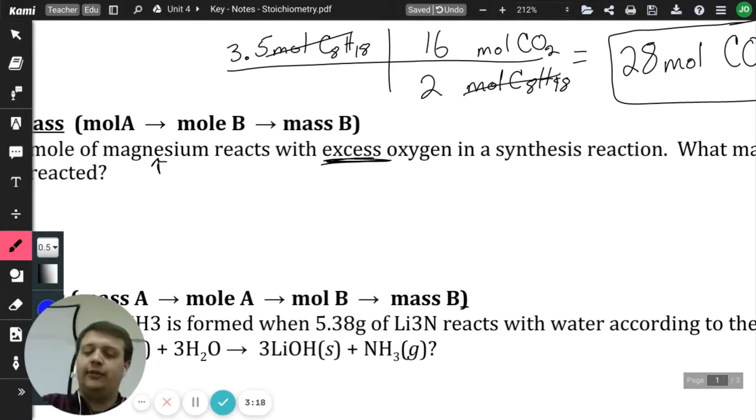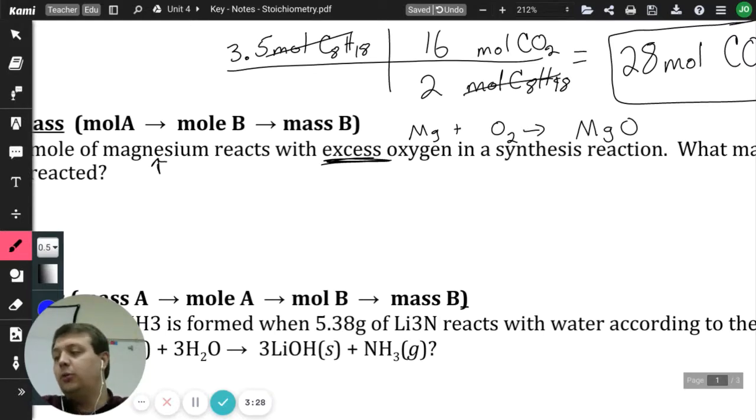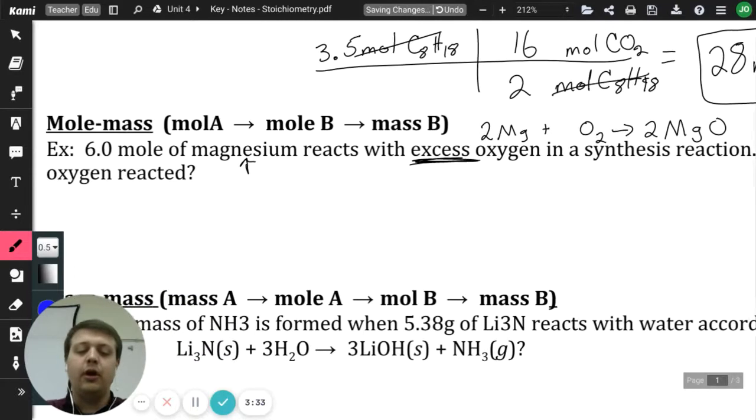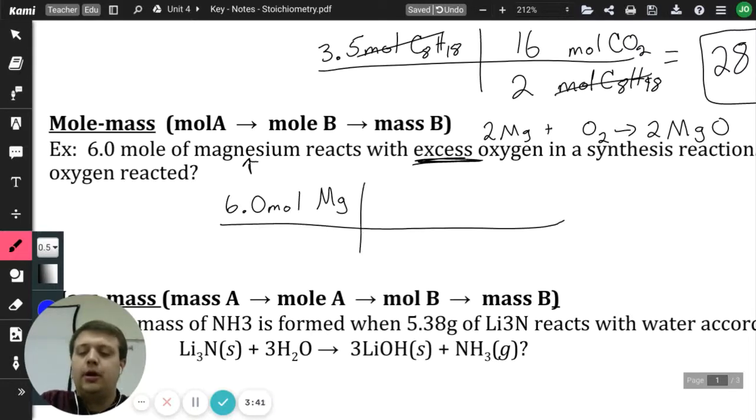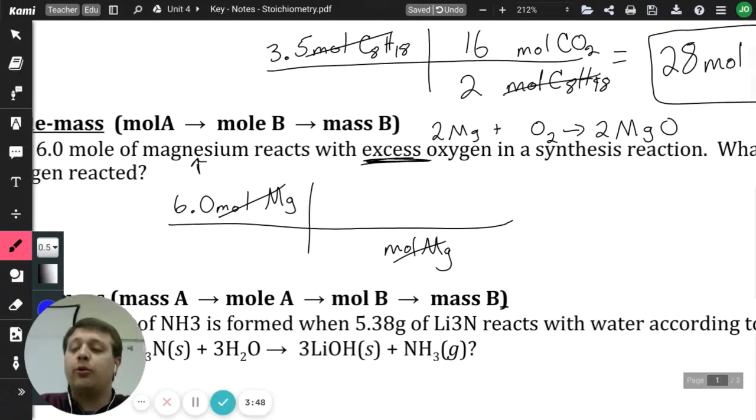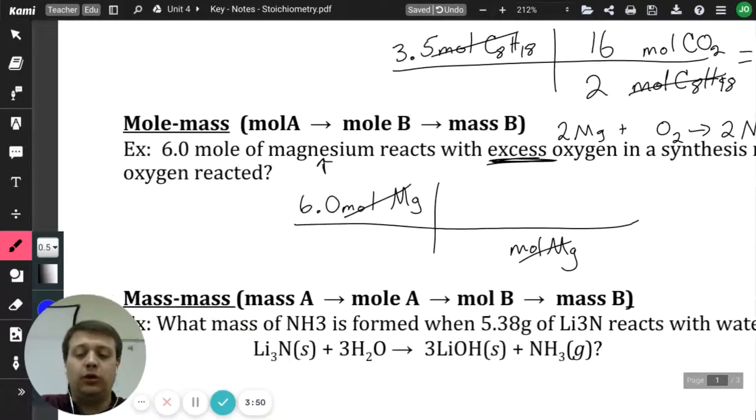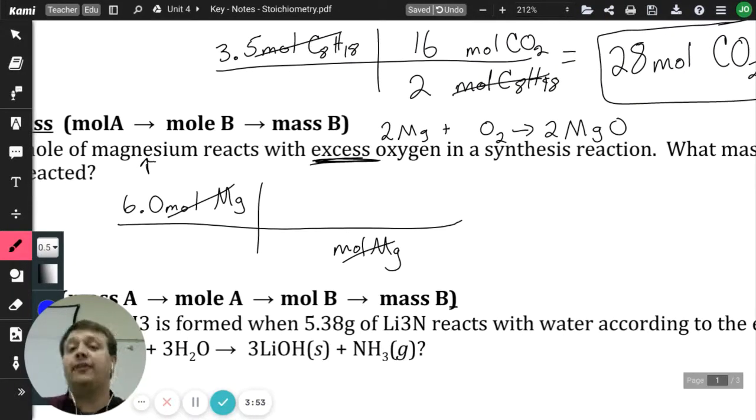First thing, balance. Magnesium reacts with oxygen. Remember, oxygen is a diatomic element. To produce magnesium oxide, we'd go back in and balance. We would need a 2 here and a 2 right there. So let's solve this. We start with our known, 6.0 moles of magnesium. Moles of magnesium is not what I'm looking for, so I drop it low and cancel that out. We're looking for the mass of oxygen.